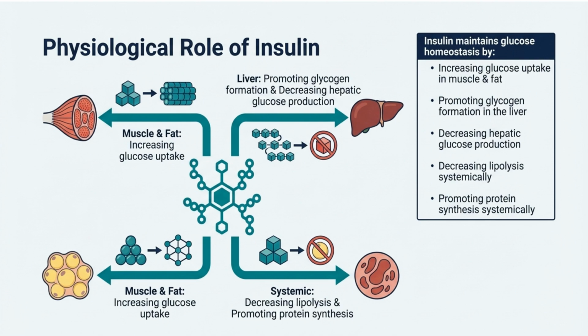The physiological role of insulin is to maintain glucose homeostasis. It achieves this by increasing glucose uptake in muscle and fat, promoting glycogen formation in the liver, and decreasing hepatic glucose production and systemic lipolysis.